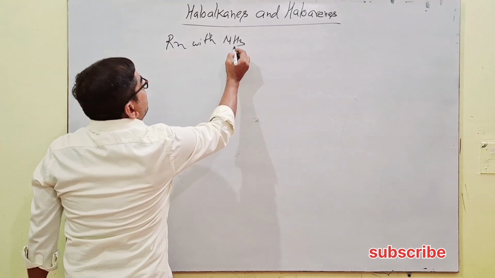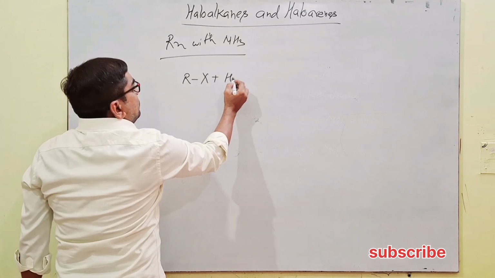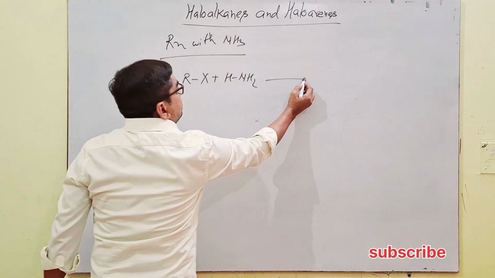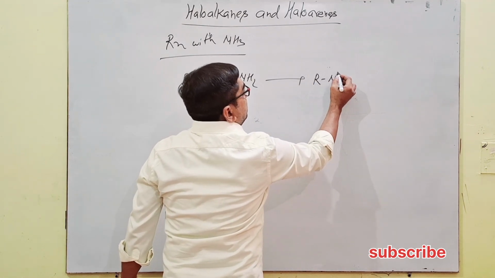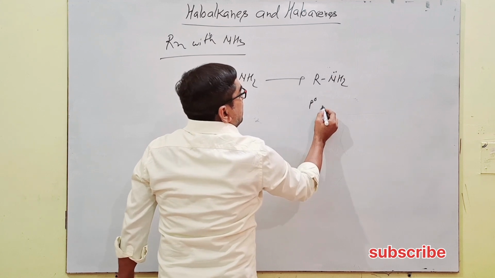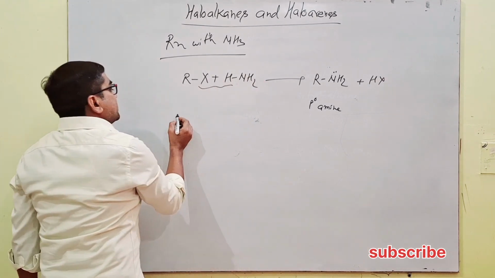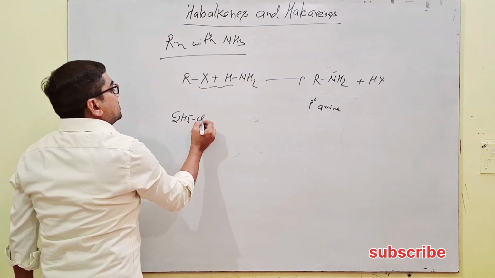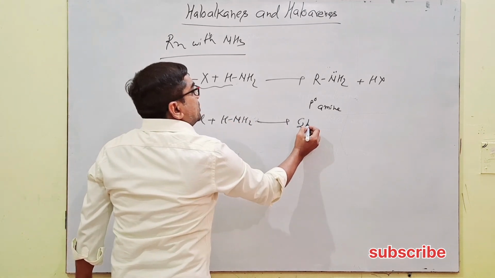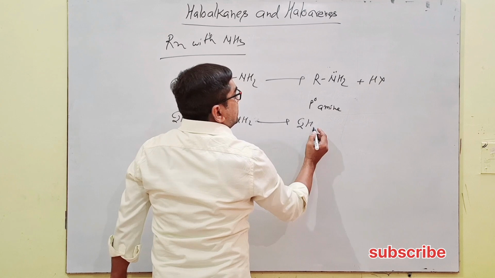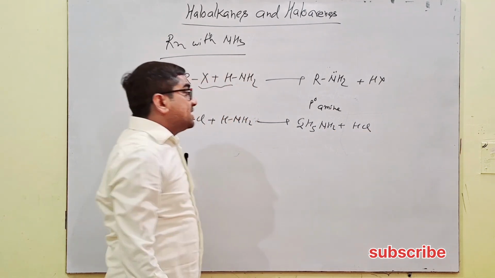Reaction with ammonia. When alkyl halide reacts with ammonia, ammonia can be written like this. Then HX is eliminated, with formation of primary amine. For example, C2H5Cl reacts with ammonia, then formation of C2H5NH2 with elimination of HCl.